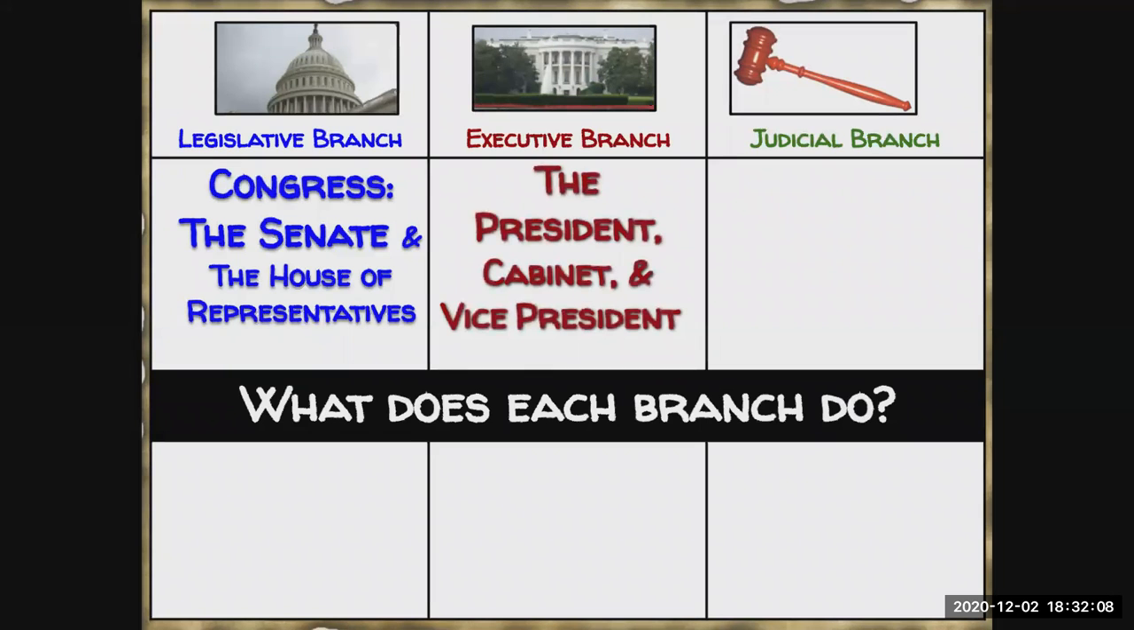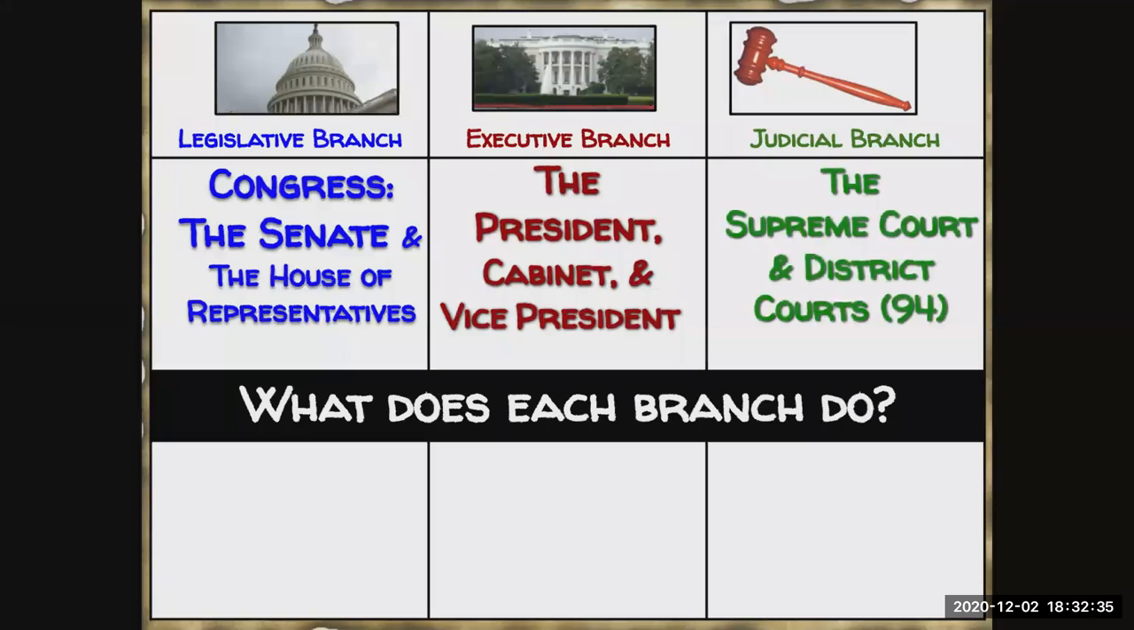The executive branch includes people like the president's cabinet, the vice president, all of those people that are appointed to those high level government positions, such as the Secretary of State, Secretary of Defense, Secretary of Education, all the people that work very closely with the president to do the work of enforcing the laws in the country.